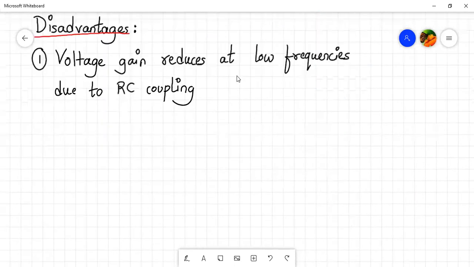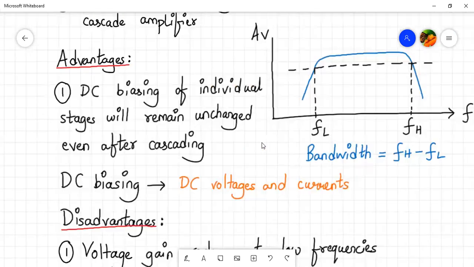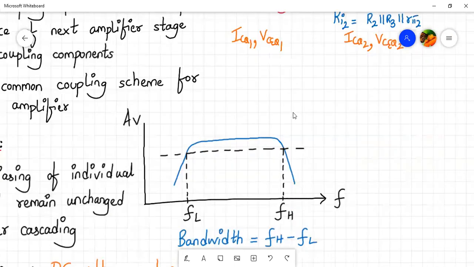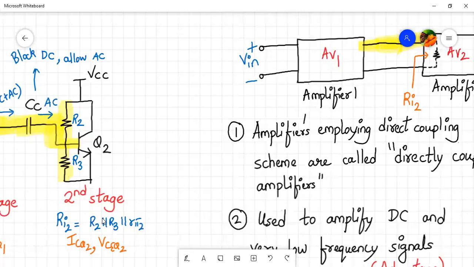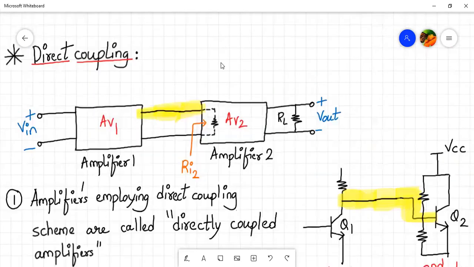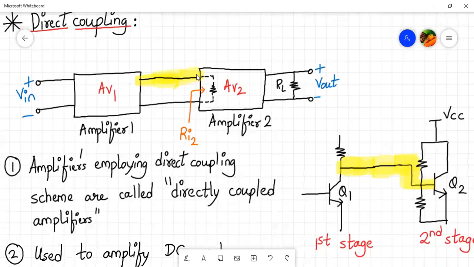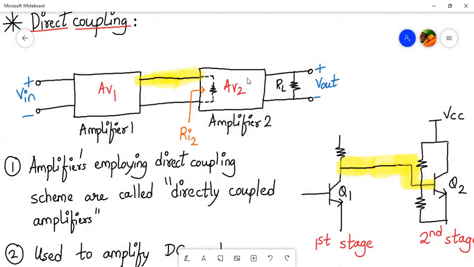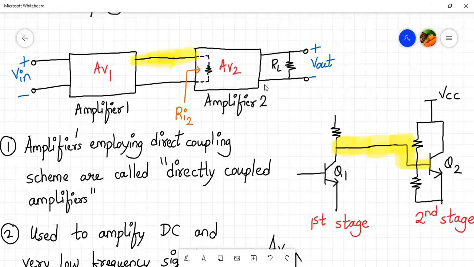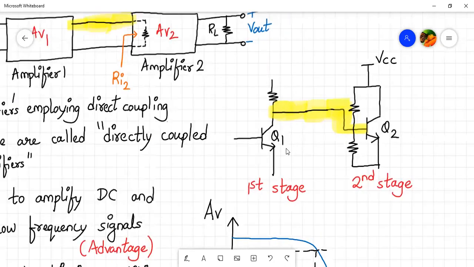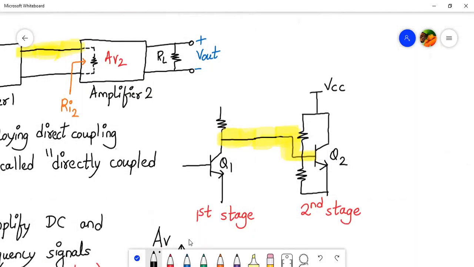Now let's see the next coupling mechanism, the direct coupling. So next coupling mechanism is direct coupling. Here, the first stage is directly connected to the second stage with the help of a wire. Here it is. Now if you consider the DC here, there is a DC quantity at the collector terminal. So here it contains DC plus AC, and here we have only DC. So this is the DC of the second stage.